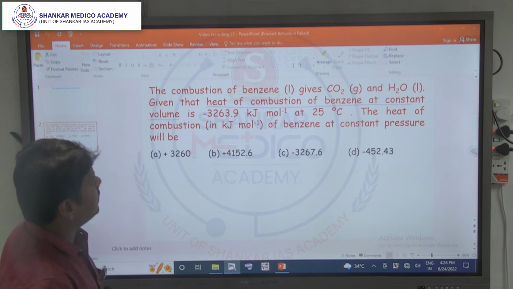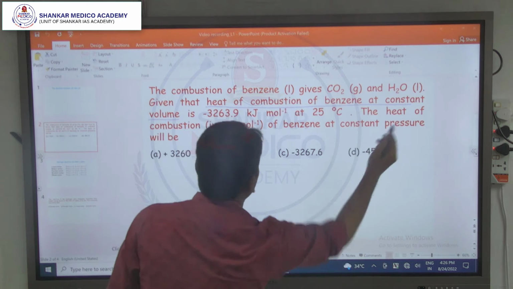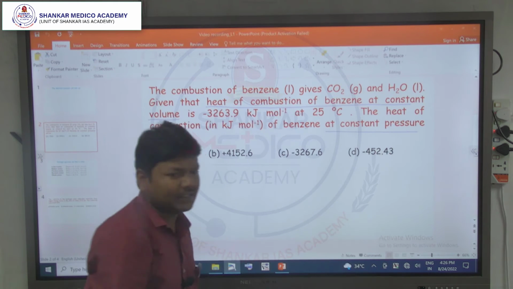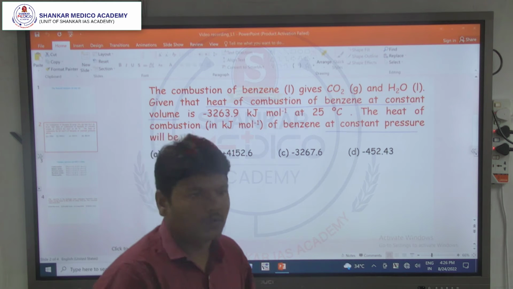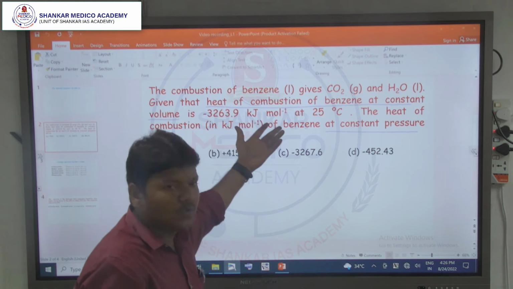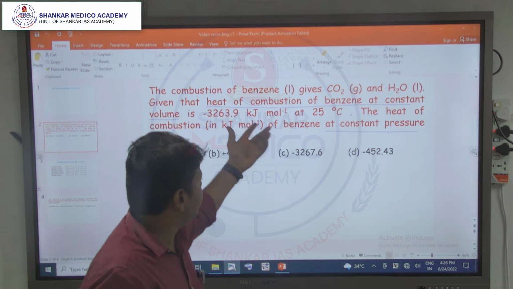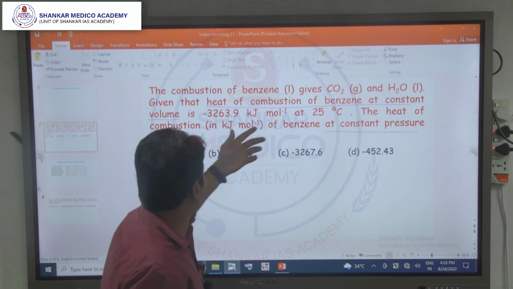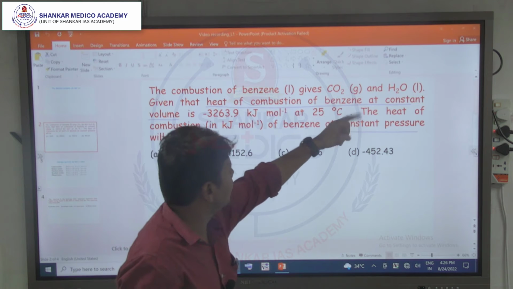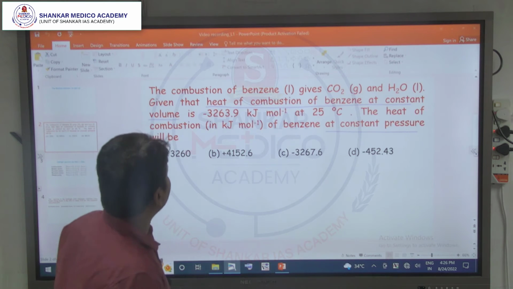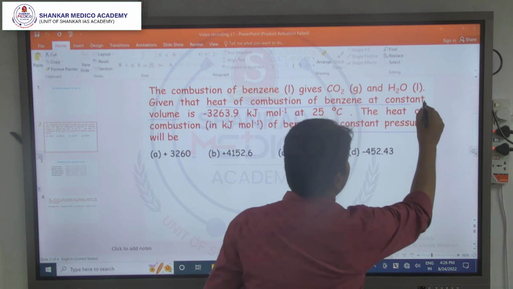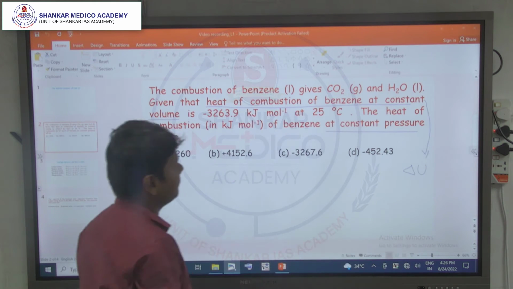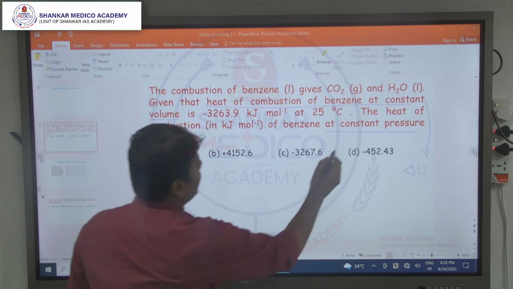Now, what are we going to do here? We need to calculate the heat of combustion of benzene at constant pressure. See that this is an indirect problem. Here we do not have delta H or delta U directly given. That means they have not given a direct way, they have asked in the indirect way. Heat of combustion of benzene at constant volume is nothing but your del U, change in internal energy. So what are you going to calculate?